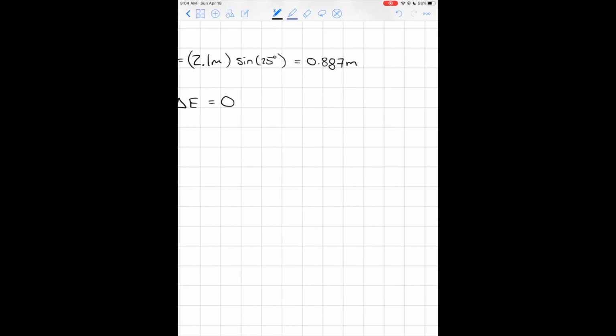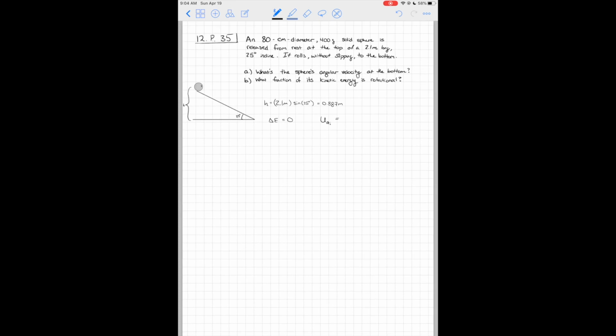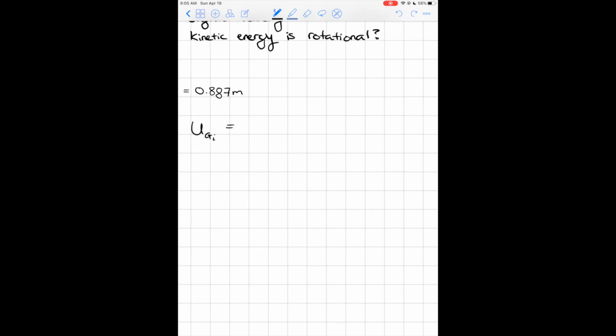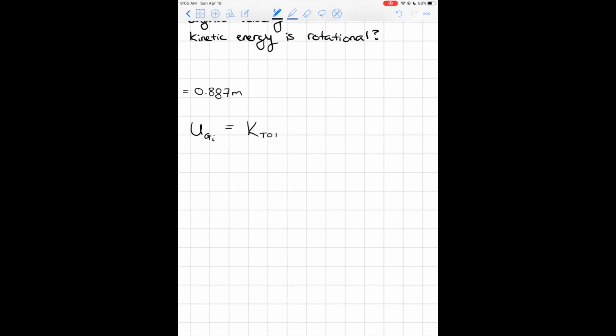So what do I have initially? Well, I have some initial potential energy due to gravity, U_G initial. That then needs to be converted into some kinetic energy down here. We're going to assume that there's no gravitational potential energy down there. I'm just going to set that. So I have some K total. And K total, we've said before, is not only the translational kinetic energy, but also the rotational kinetic energy.